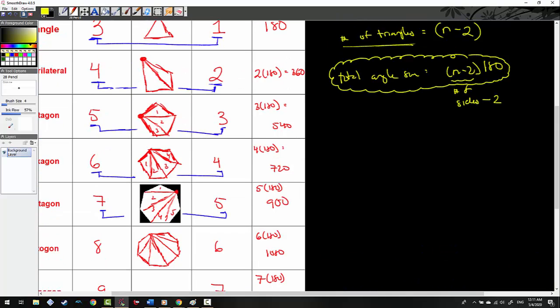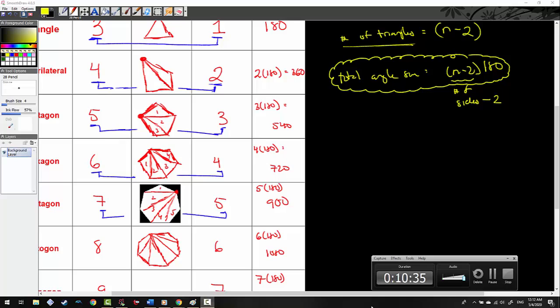So please understand this formula here, n minus 2 times 180. That will get you the total angle sum of any polygon. I'll be back with some examples.